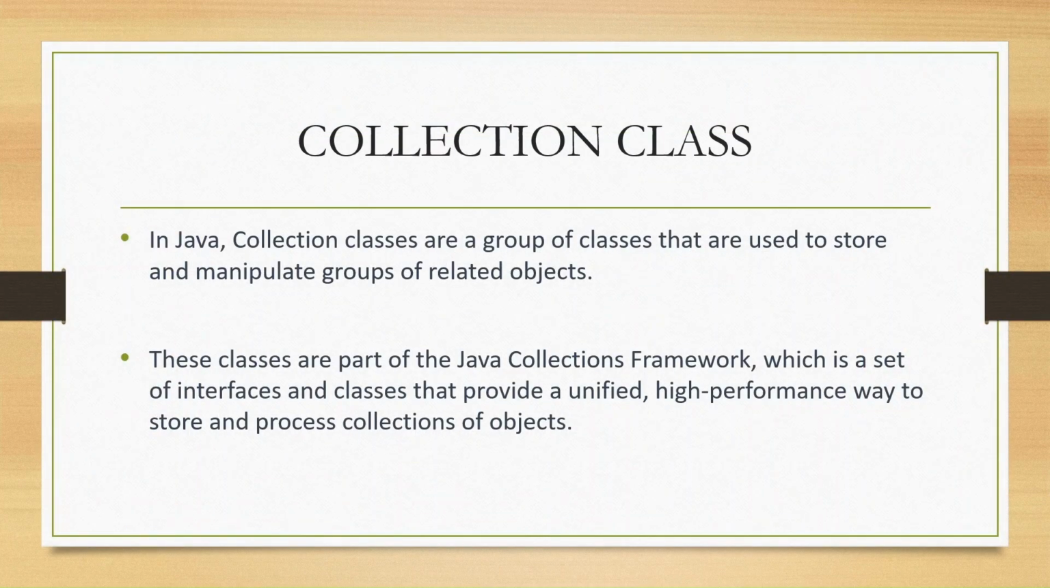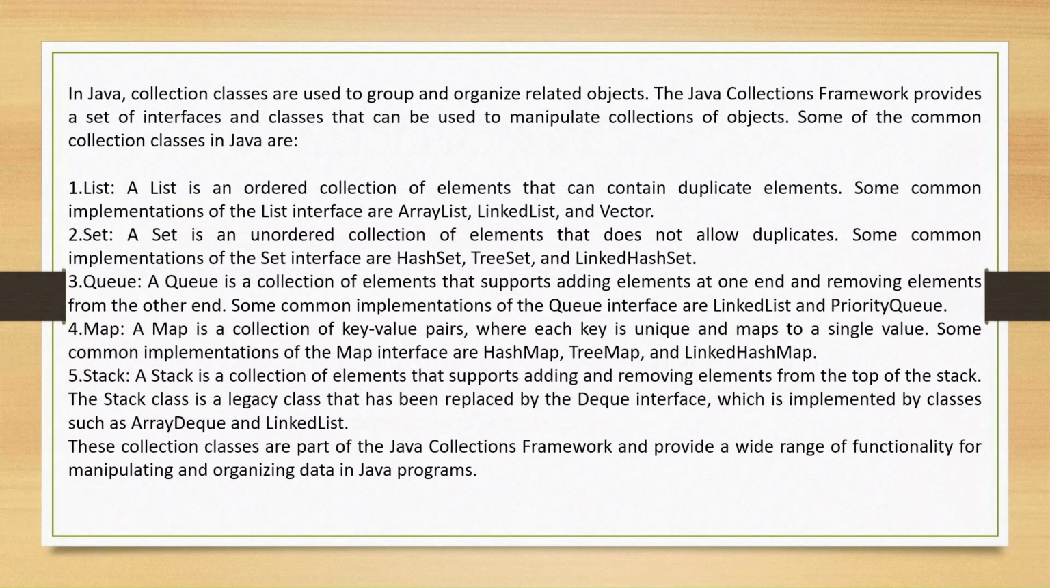So in Java, collection classes are a group of classes that are used to store and manipulate groups of related data. These classes are part of the JDK, or Java Collections Framework, which is a set of interfaces and classes that provide a unified, high performance way to store and process our collection of objects. In Java, collection classes are used to group and organize related objects. The Java Collection Framework provides a set of interfaces and classes that can be used to manipulate collections of objects.